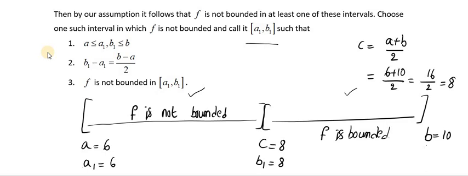Now calculate B1 minus A1, that is 8 minus 6 is 2, and also calculate B minus A, that is 10 minus 6, 4. 4 by 2 is 2. So 2 equal to 2. So the second condition is also taken as granted. Now the third condition is f is not bounded in this interval. I think you can follow these concepts.